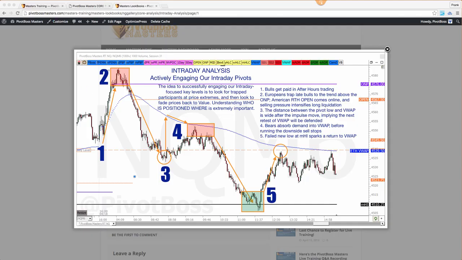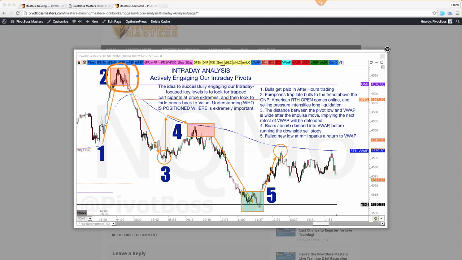So number one right here, the overnight move up. You see that overnight move up? A big time push. So the overnight market starts right here and price immediately goes bid. And so for the first 12 hours of after hours trading, price is quietly going higher. So right here, number one, bulls get paid in after hours trading.